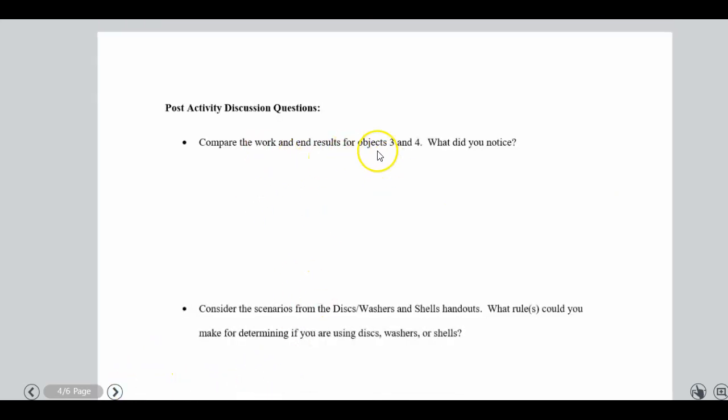So compare your work for the end results of objects 3 and 4. That was in the last video, where we looked at the shell going one way and this time the shell going the other way. What did you notice? One thing you should notice is that there's a lot more work involved on number 4. The reason for that is I had to rearrange that equation in terms of x, right? I had to get the x equals on that one. It was a lot more work to use shells for that particular object just because I had to do all the rearranging of the equation.